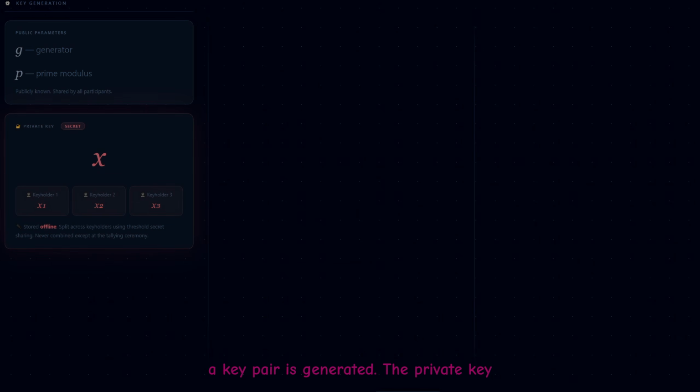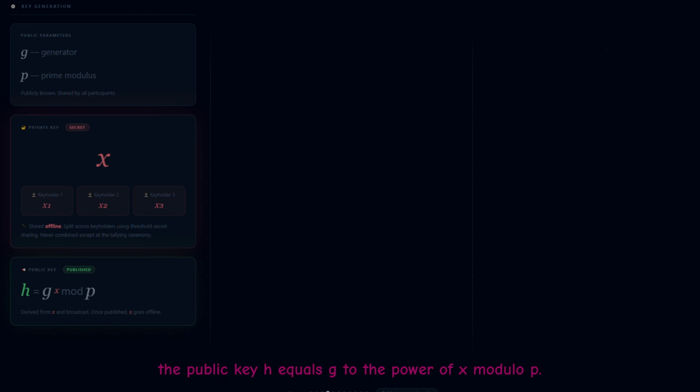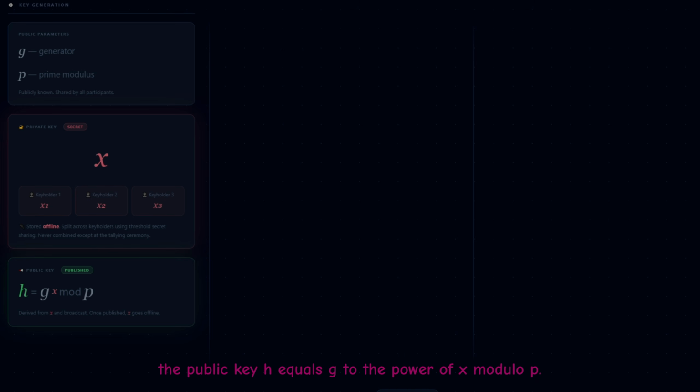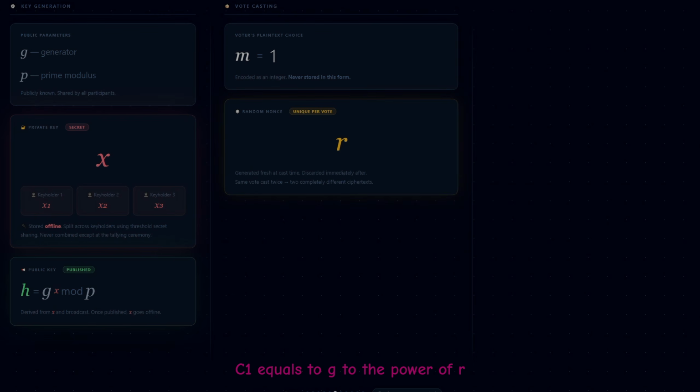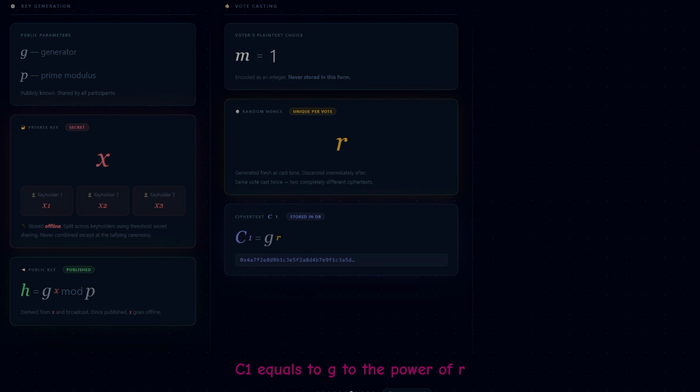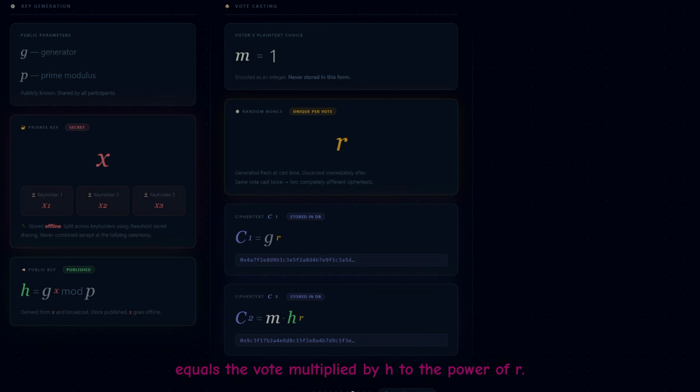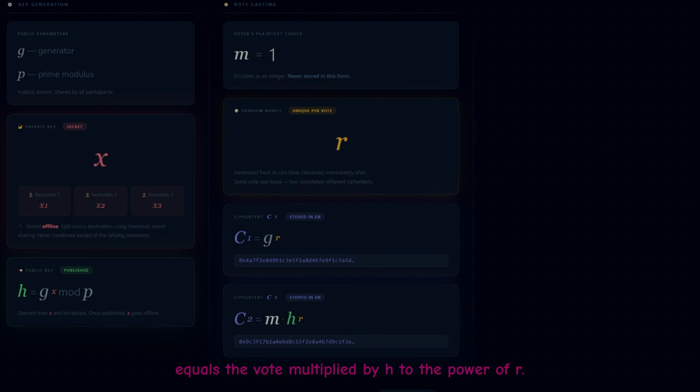The private key X stays offline and is split across multiple key holders. I'm going to explain this later. The public key H equals G to the power of X modulo P. So when a voter casts their vote, a fresh random number R is generated, unique to their vote only. C1 equals G to the power of R, and C2 equals the vote multiplied by H to the power of R.